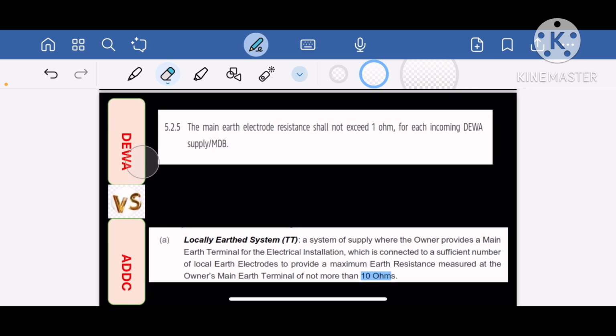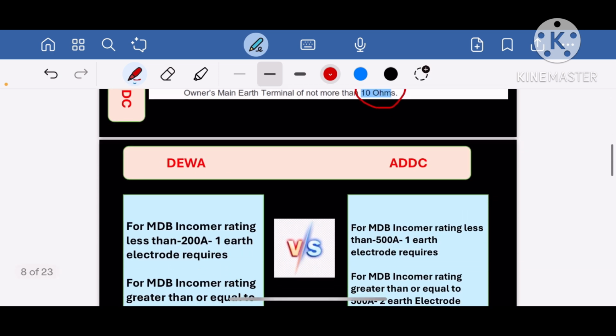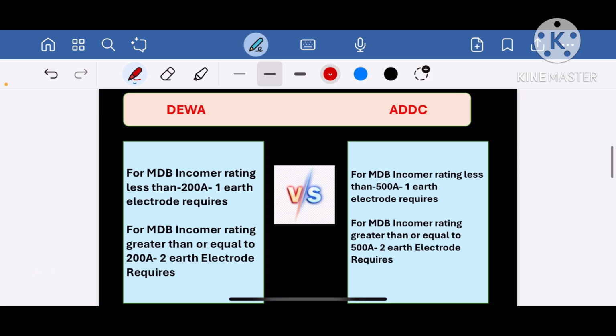Here I added the screenshot from the DEWA regulation as well as from the ADDC regulation stating the same, that the main earth electrode resistance shall not exceed 1 ohm, and for the ADDC regulation the main earth electrode resistance shall be allowed a maximum of up to 10 ohm. Okay, now let us move to the other DEWA and ADDC regulation difference.